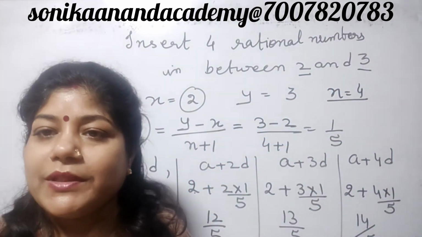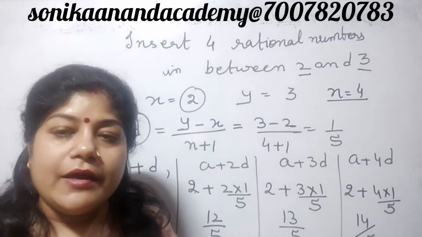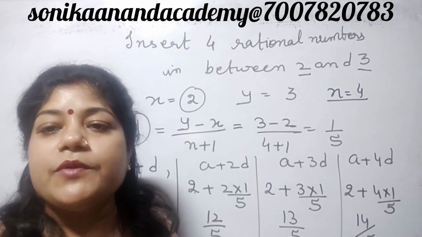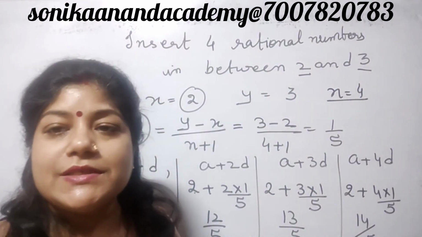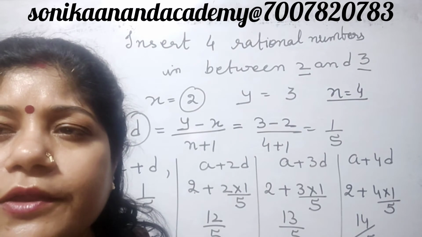So these are the 2 methods by which you can find infinite numbers of rational numbers between 2 given numbers. I will also explain a little bit more examples. One more example I am going to explain to you.